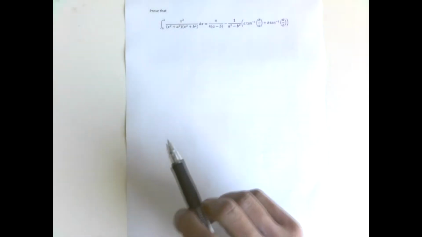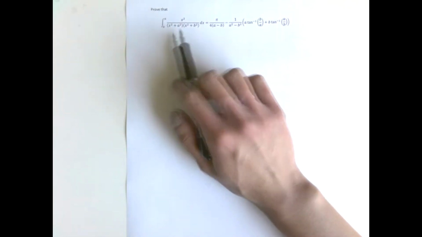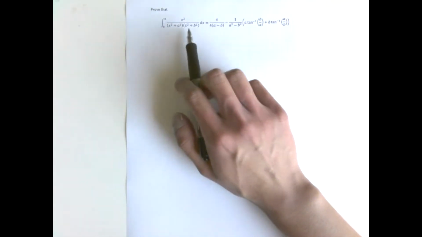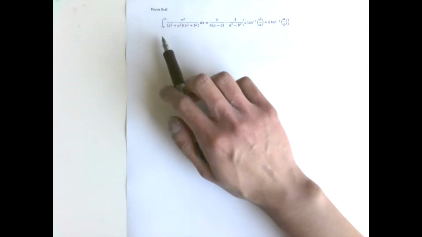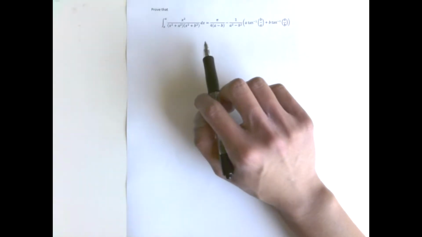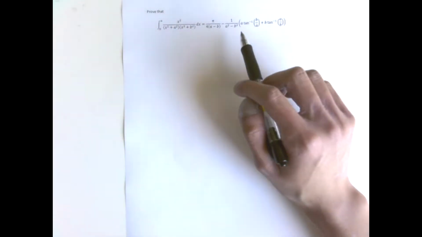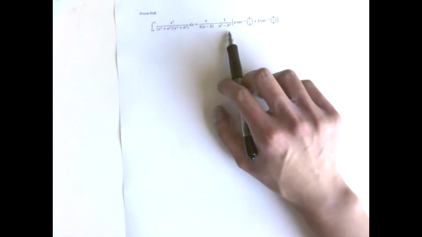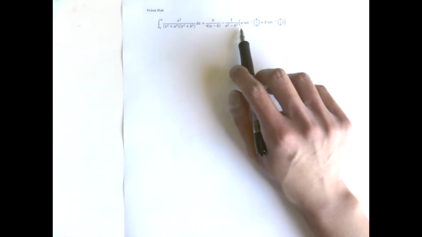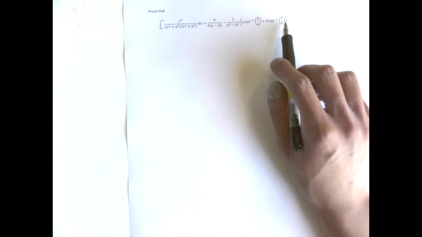Well, over here we have what may seem to be a pretty formidable integral, which is x squared divided by the two factors of x squared plus a squared and x squared plus b squared, from the limits of b to a, which we need to prove is equal to pi on 4 (a minus b) minus 1 upon a squared minus b squared times [a times arctangent of b upon a plus b times arctangent of a upon b]. Surprisingly, this integral is not as difficult as it may first seem.